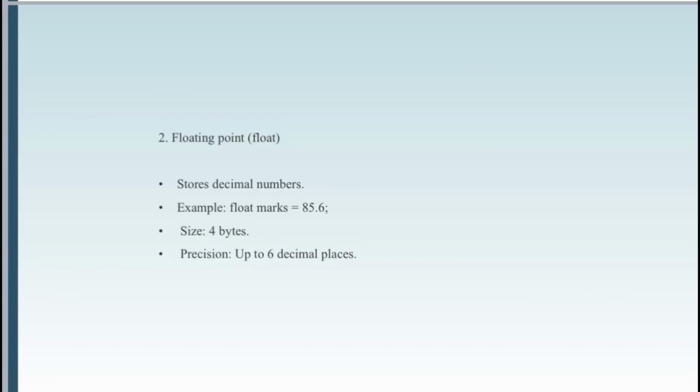Now, the second one is floating point. We can write float. It stores decimal numbers. For example, float marks = 85.6. Here the size of float is 4 bytes. Precision up to 6 decimal places.